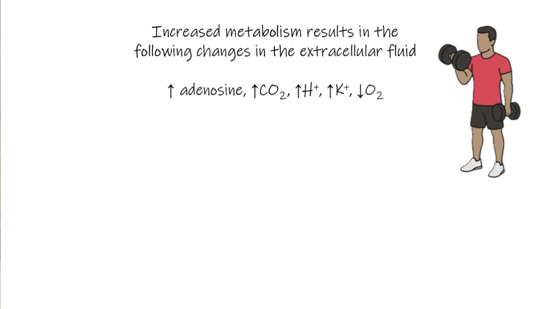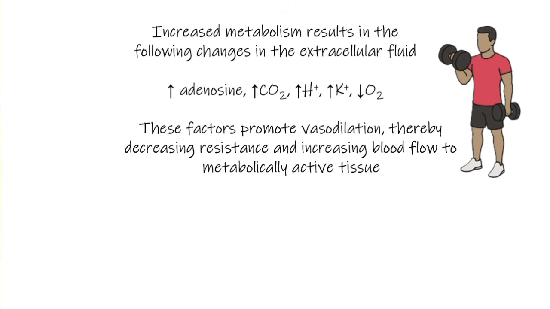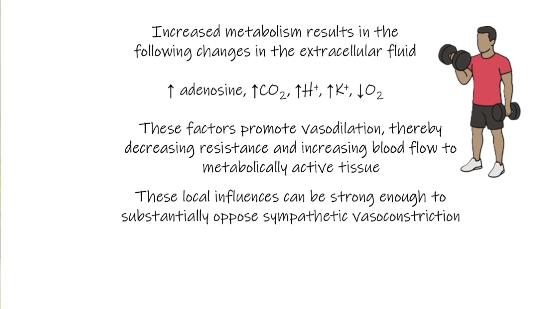As tissues consume more oxygen, oxygen levels decrease. These local metabolic signals can promote vasodilation. As a result, they reduce arterial resistance and thereby increase blood flow specifically to these metabolically active tissues. In highly active tissues, these local vasodilatory influences can be strong enough to substantially oppose sympathetic vasoconstriction. This allows an active tissue to increase its blood flow even when overall sympathetic activity may be elevated.